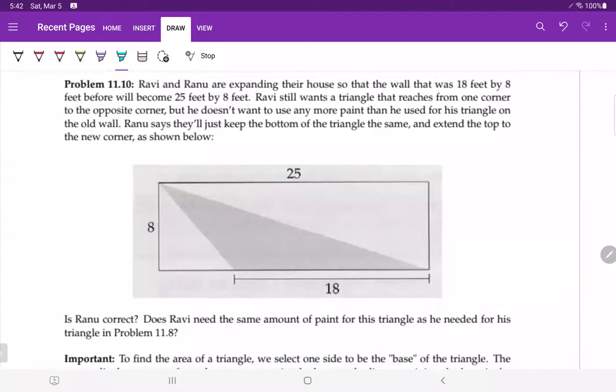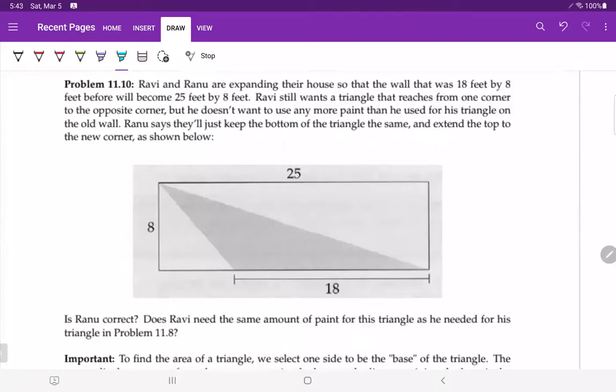Now, Ravi and Ranu are expanding their house so that the wall that was 18 by 8 feet will become 20 by 8 feet. Ravi still wants a triangle that reaches from one corner to the opposite corner, but he doesn't want to use any more paint than he used for his triangle on the old wall. Ranu says they will just keep the bottom of the triangle the same and extend the top to the new corner, as shown below.